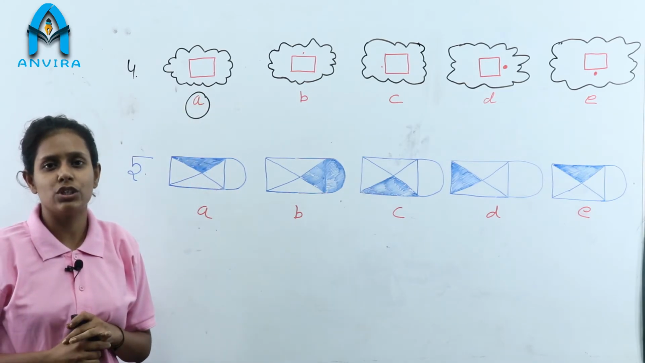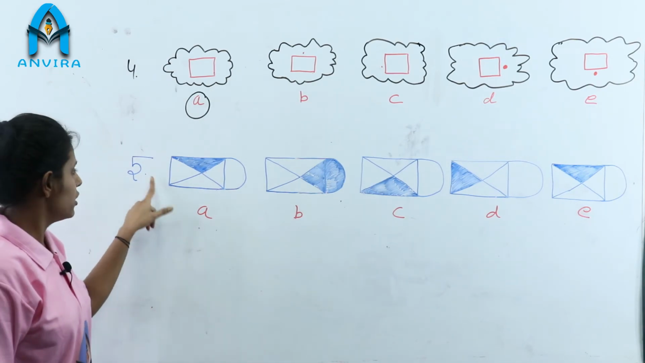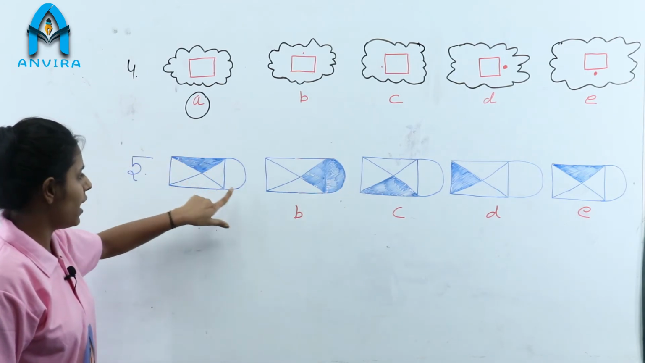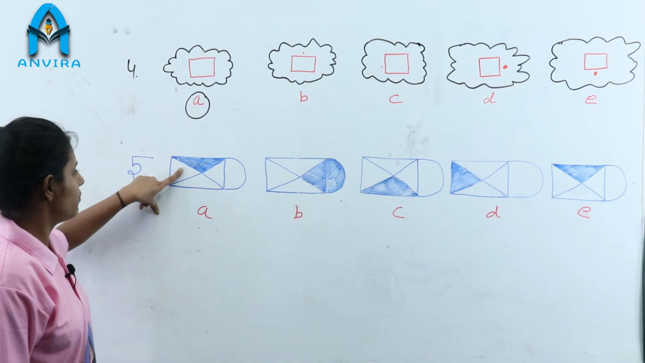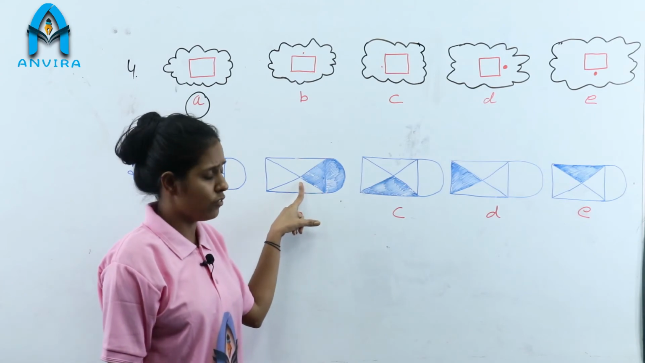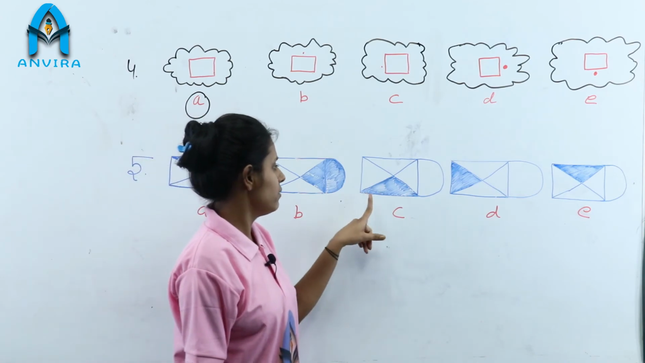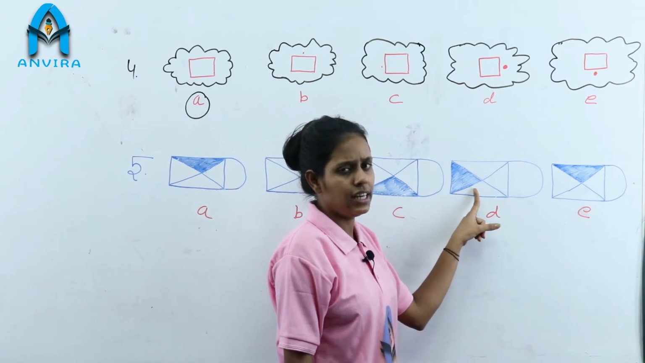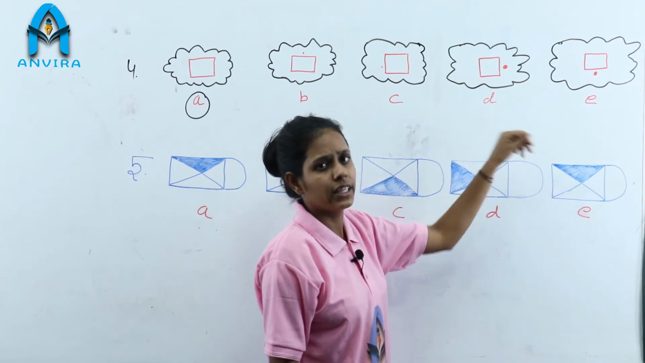Let's go to our next question, question number 5. In question number 5, there are squares which are divided into 4 parts and also a pattern. Now in this, one triangle is filled with color. In option B, a triangle is filled with color and this pattern is also filled with color. In option C, one triangle is filled with color. In option D, one triangle is filled with color. In option E, one triangle is filled with color.